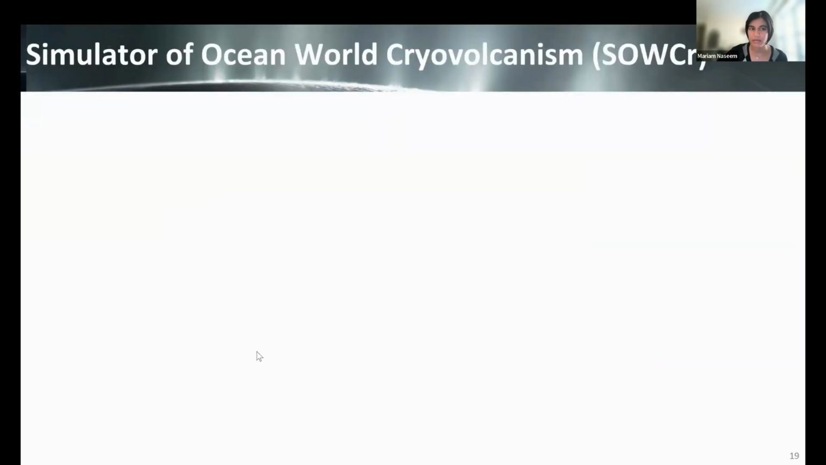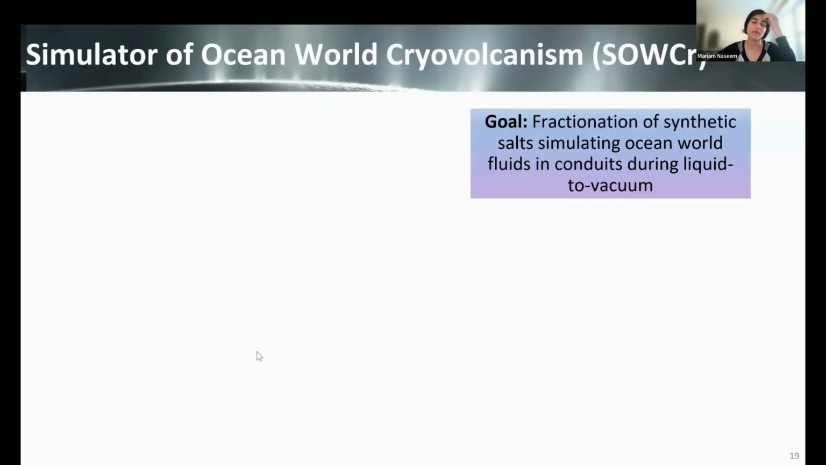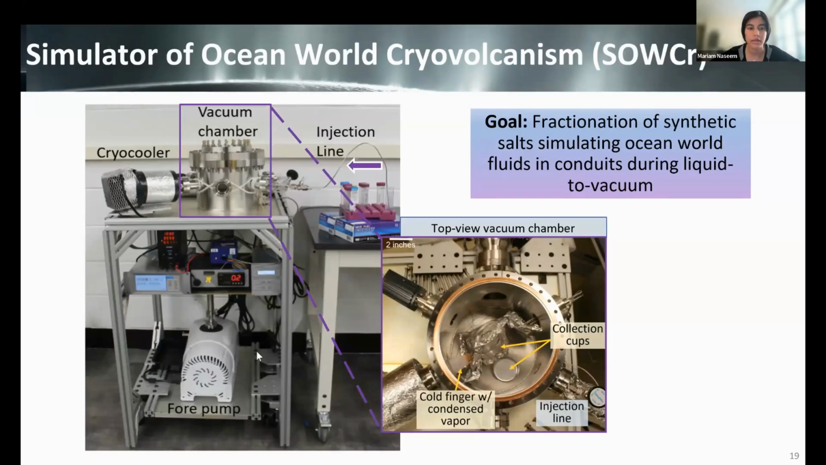So how do we simulate this in the lab? We call this the SOCR, the Simulator of Ocean World Cryovolcanism. As I said, the goal for this was to look at salts mostly, and we had a synthetic two-salt system, so a binary salt system, using some of the salts that we believe exist in Enceladus's oceans from the plume grain data. We have this set up in the lab where we create a vacuum, so the solution gets injected. This is a picture from the lab setup. It goes into this vacuum chamber where we bring down pressures below the triple point of water, to try to simulate the vacuum environment that may exist in those conduits or pathways in the ice shell of, say, Enceladus, and then see what happens to this injected liquid.